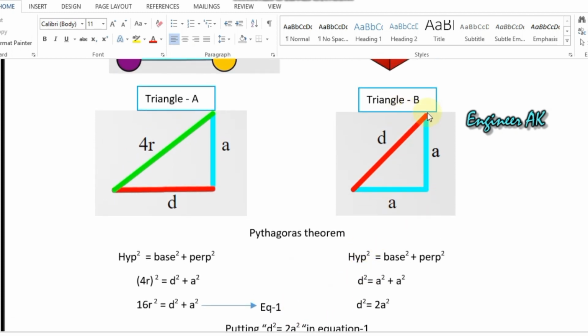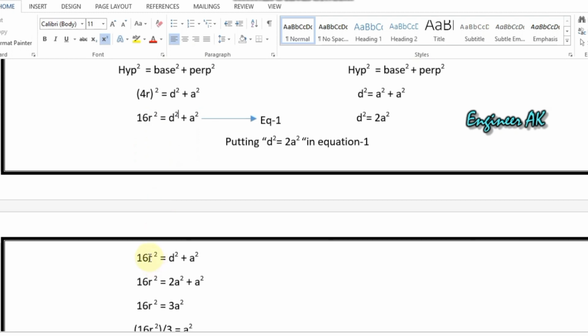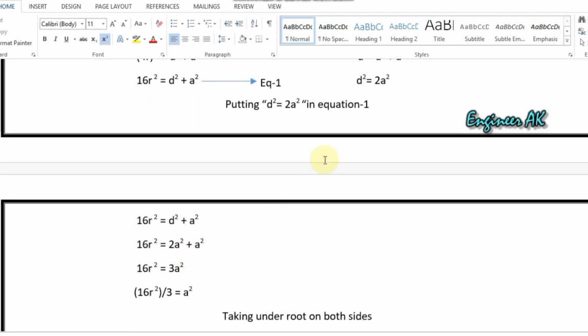Now coming to triangle B, applying the same Pythagoras theorem, hypotenuse square is equal to base square plus perpendicular square. So hypotenuse D square is equal to A square plus A square, so D square is equal to 2A square. Let's put this D square in equation 1. So if I plug in the values, 16R square is equal to D square plus A square, and D square is 2A square. So 2A square plus A square becomes 3A square: 16R square is equal to 3A square.